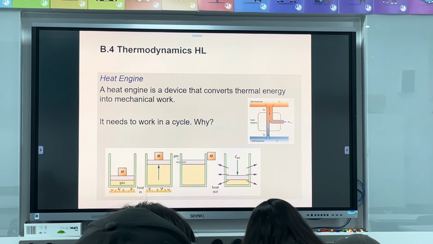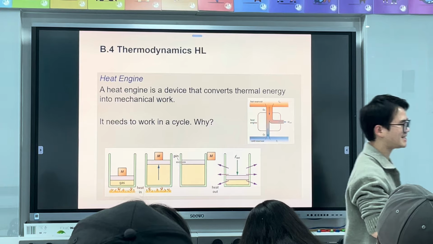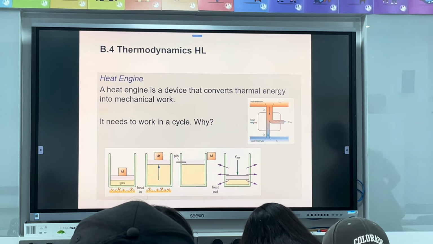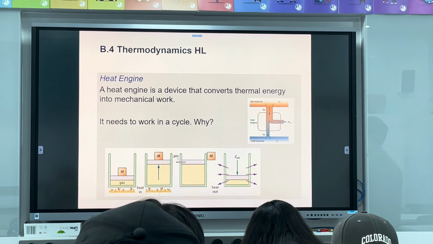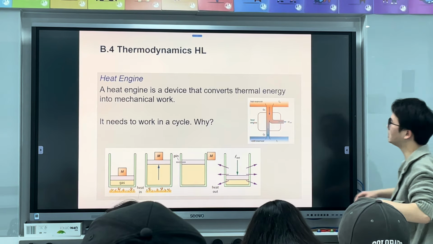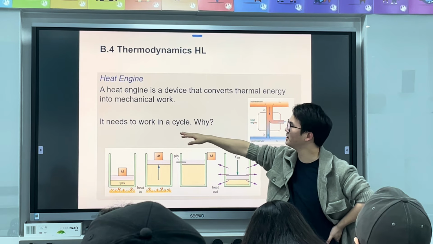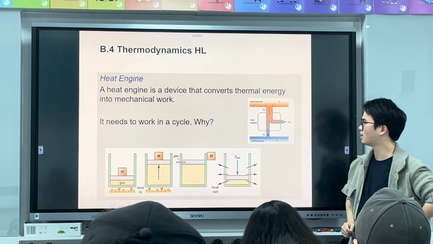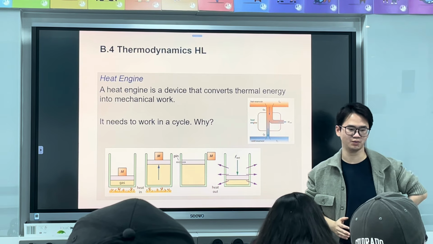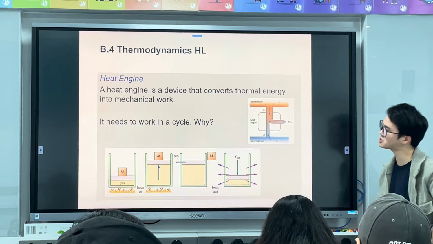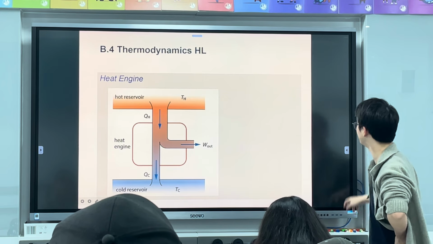Okay, so let's look at the heat engine here. What is a heat engine? A heat engine is a device that converts thermal energy into useful mechanical work, right? So basically, it converts thermal energy into mechanical work. Now it needs to work in a cycle. As I have already shown you a video last week of how a combustion engine works, that's a similar one. So let's look at this heat engine.